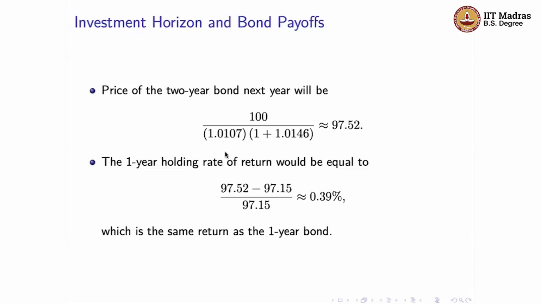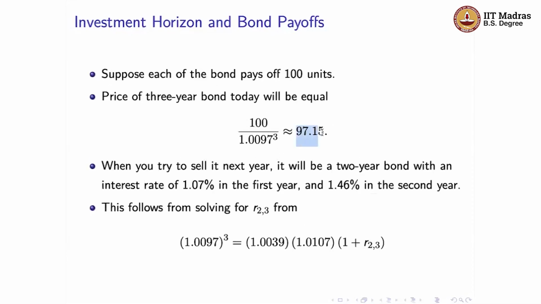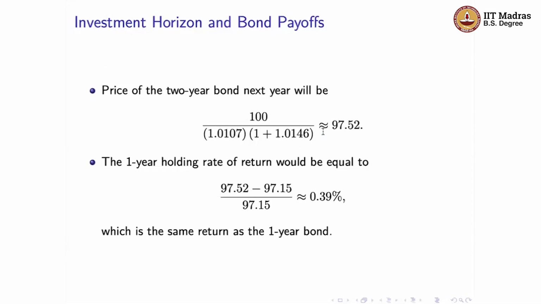This actually allows you to calculate what would be the 1 year holding rate of return. Remember, you had purchased it at 97.15. You are not getting any interim payments because this is a zero coupon bond. So the only thing that you require is the price that you would expect to get when you sell it 1 year later, which we just calculated, it's 97.52. And so you can calculate that the return would actually be 0.39%, which is the same as the 1 year bond.